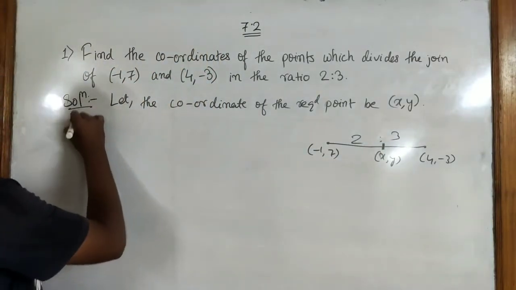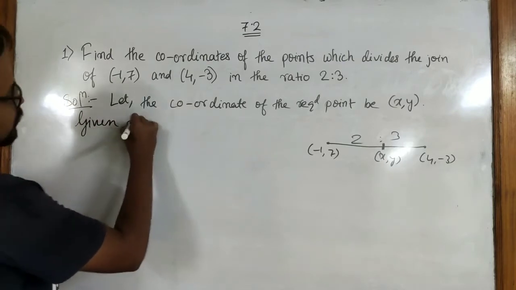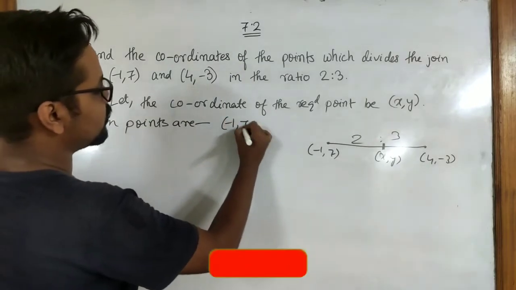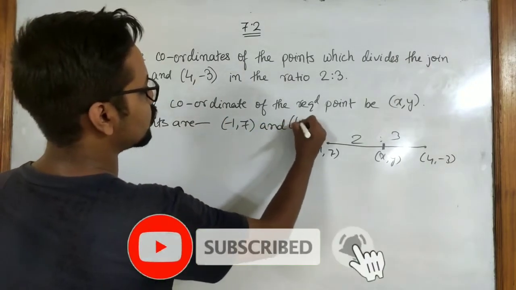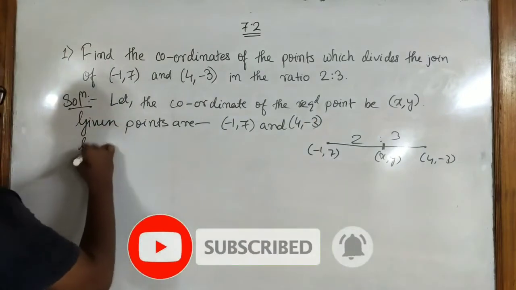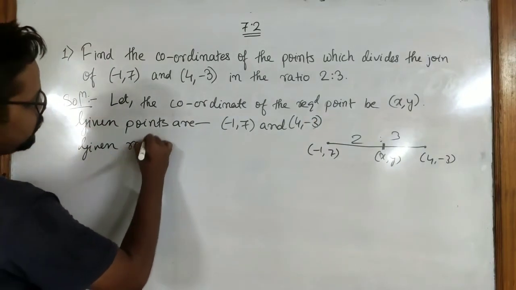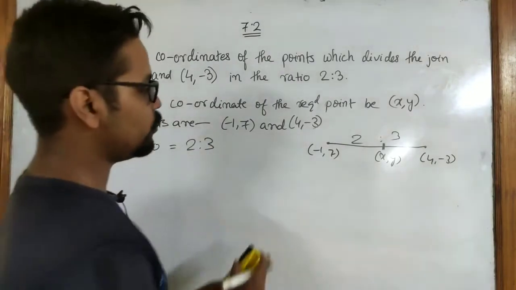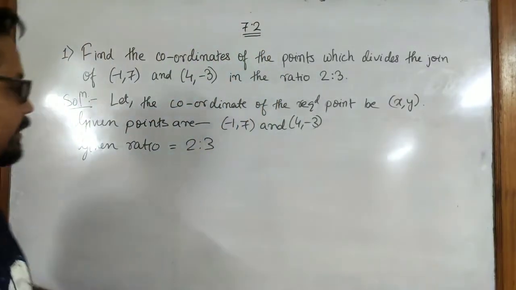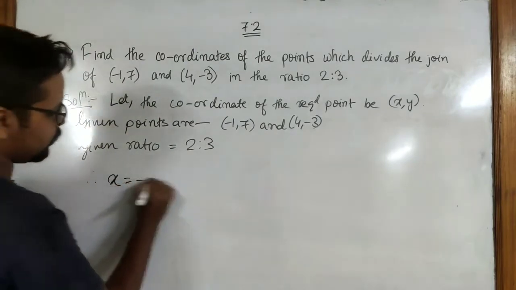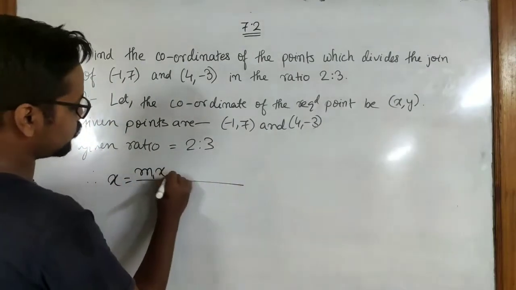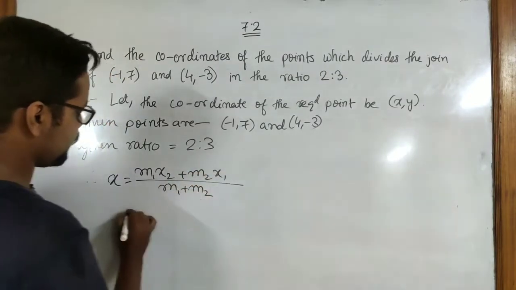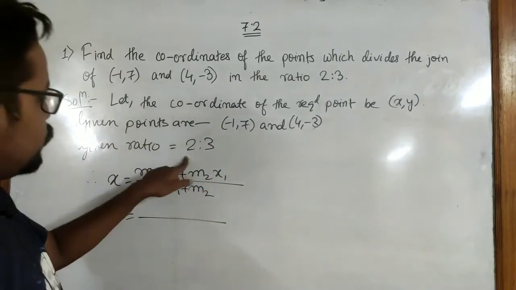So therefore, given points are -1,7 and 4,-3, and given ratio is 2:3. To find x and y, we know the formula. So let's apply the formula and we can get it. So x will be equal to, what is the formula, m1 x2 plus m2 x1 by m1 plus m2. So what is m1? M1 is 2, m2 is 3.